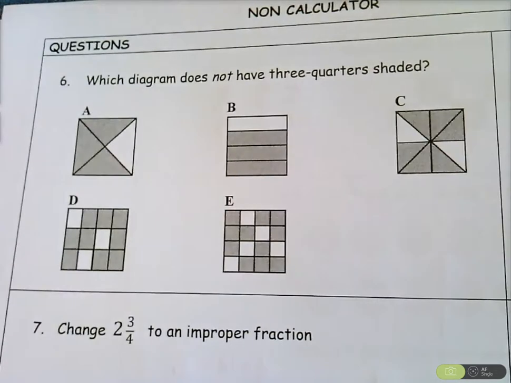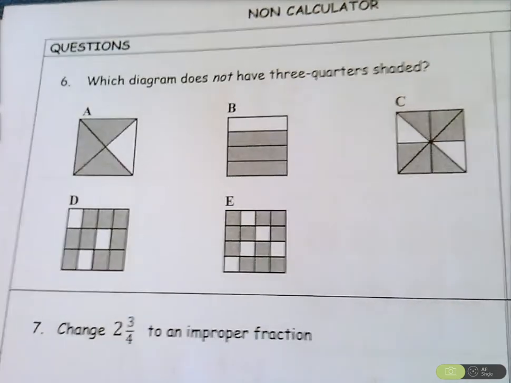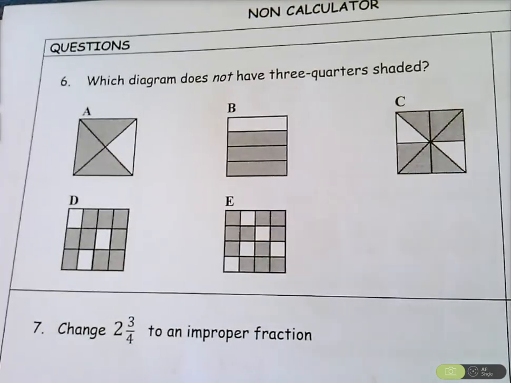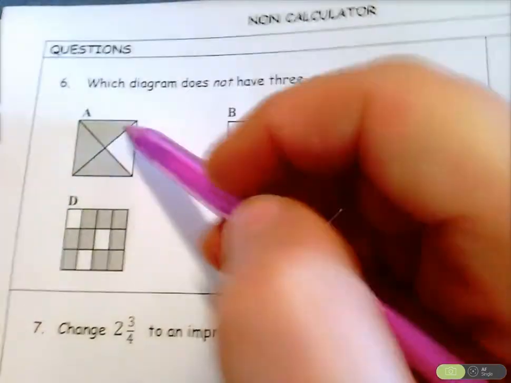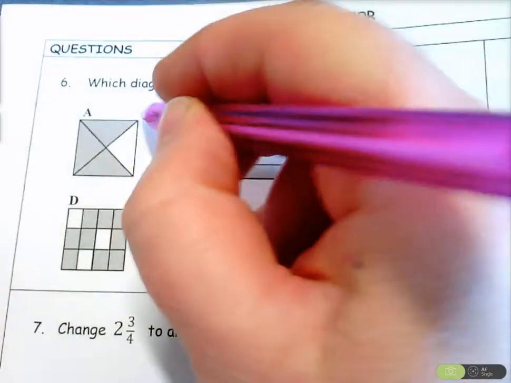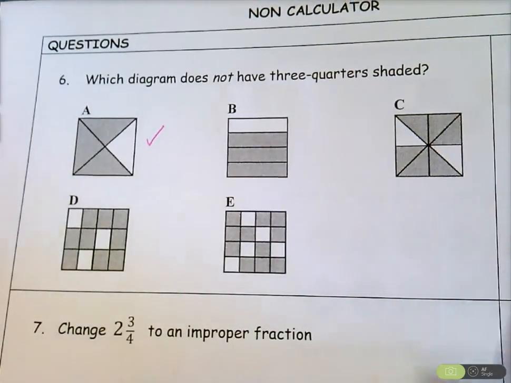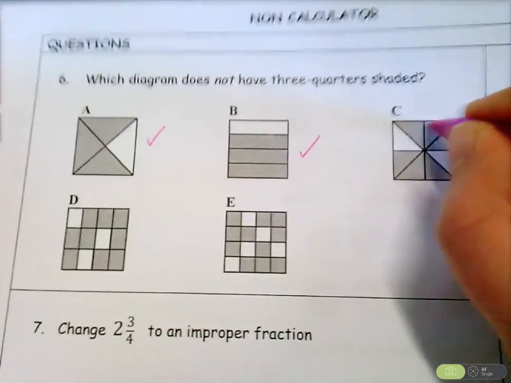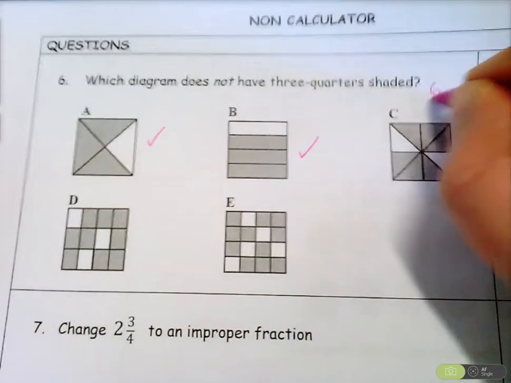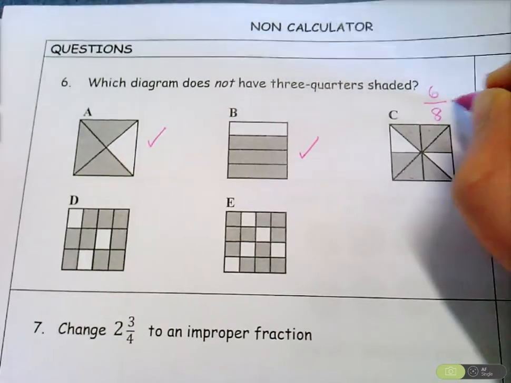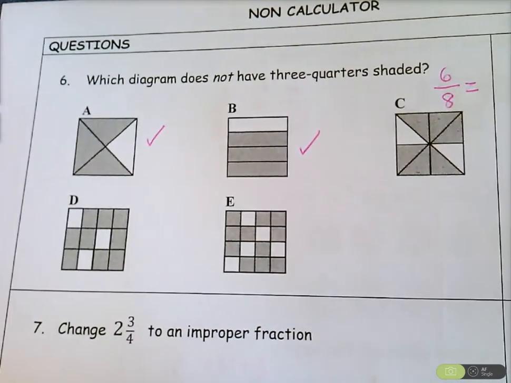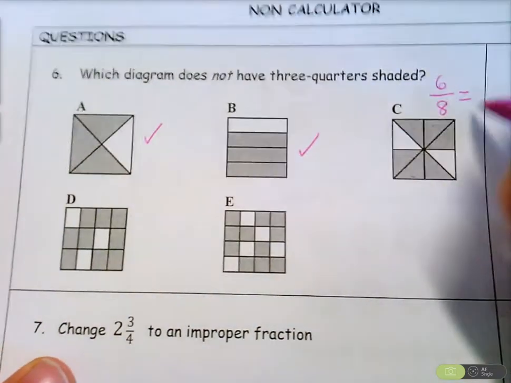Which diagram does not have 3/4 shaded? Girls, the main thing is all the sizes of the pieces have to be the same. Does this have all same sizes? That's good. That's 3/4. What about B? Is that 3/4? How many is this? 1, 2, 3, 4. This is 6 out of 8, which is how many? Girls, 6 out of 8. Simplify, please.